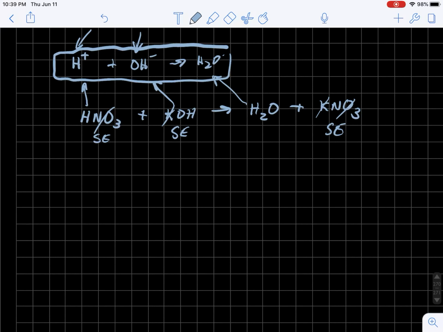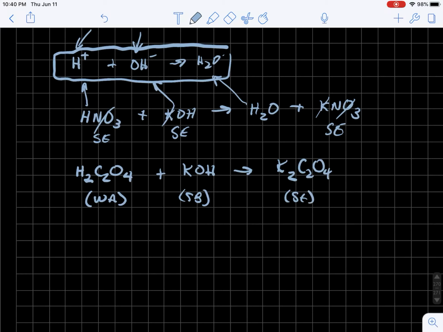Now, if one of the materials is weak, I give you a problem like this where I say, all right, we're going to do, I'm going to make something up. Let's do oxalic acid. So we're going to do H2C2O4. Oxalic acid, I would, of course, give you the formula. I don't expect you to know oxalic acid at this stage. And this is going to be a weak acid. And we're going to react it with potassium hydroxide, which is a strong base. And that's going to produce potassium oxalate, which is a strong electrolyte. And it's going to produce water.